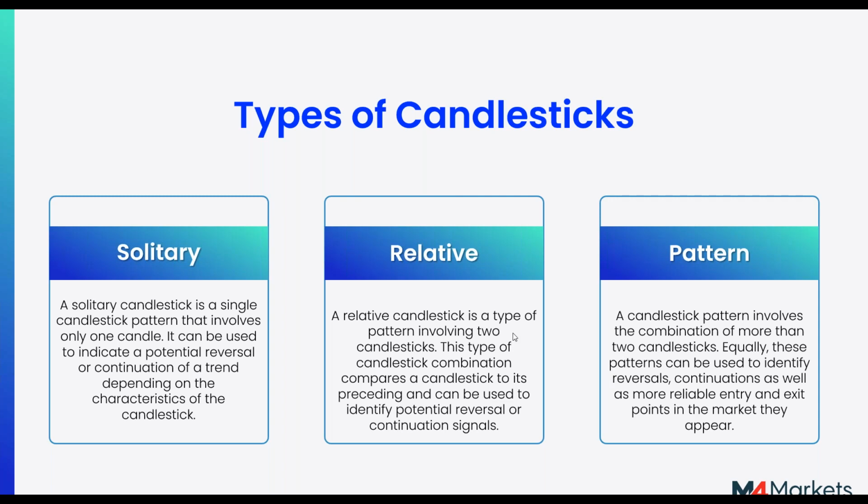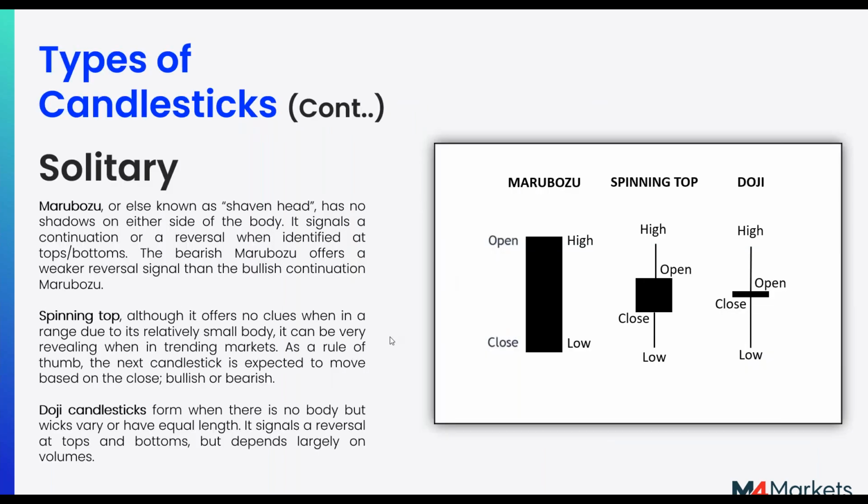And then we get to the candlestick pattern that involves a combination of more than two candlesticks. Sometimes it's three, sometimes four, sometimes five. And equally, these patterns can be used to identify reversals, continuations, and more reliable entry and exit signals in any market that they appear. Now, let's look a little bit more, and I also have some examples here for you.